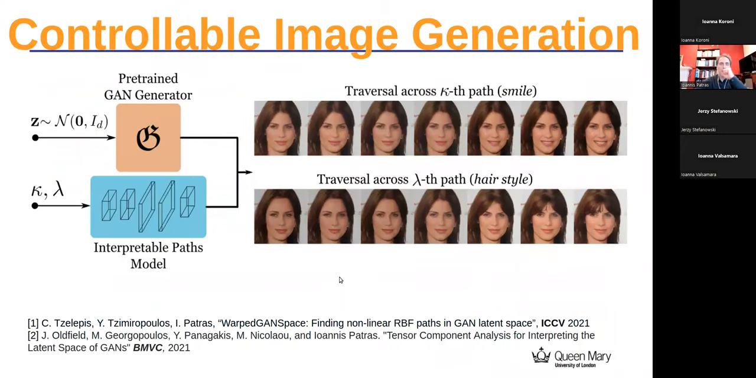I'm going to get into the first methodology. This is work with Jalepis and Jimiropoulos that is published in ICCV 2021. The main idea is to work with a pre-trained GAN generator and find paths in the latent space of the GAN generator such that following the latent codes along a certain path controls a certain attribute, such as a smile, and following another path controls another attribute, such as the hair style.